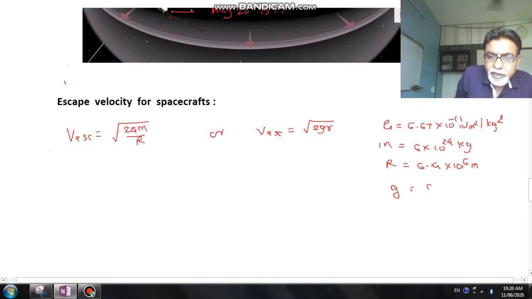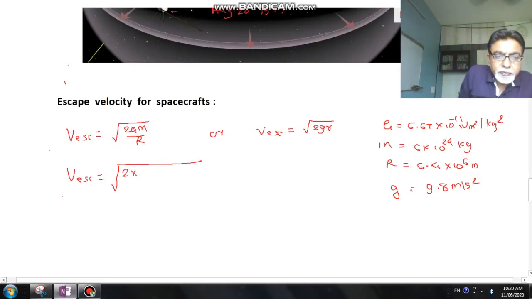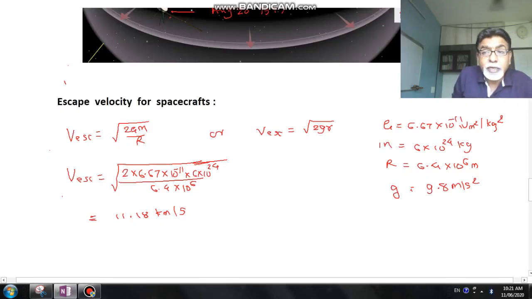If you use the second formula, then g is approximately, average value, 9.8 meter per second square. Now if you use this formula, V escape is equal to under root of 2 into 6.67 into 10 raised to minus 11 into 6 into 10 raised to 24 upon 6.4 into 10 raised to 6, and on solving this we get 11.18 kilometer per second. This is 11.18 kilometer per second. It means the spacecraft should have velocity greater than escape velocity.